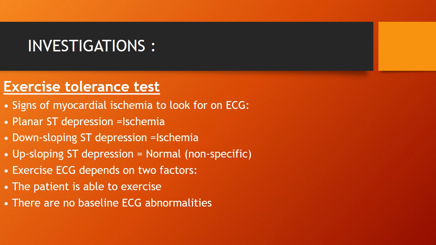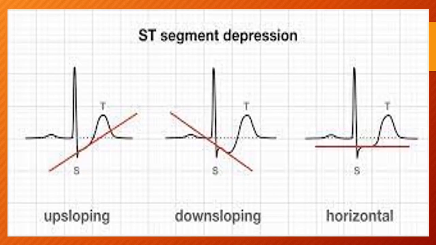and is normal. Exercise ECG depends on 2 factors: whether the patient is able to exercise or not, and whether there are any baseline ECG abnormalities or not. These are the ST segment depressions that we have to look for on exercise ECG: upsloping, downsloping and horizontal or planar. The horizontal and downsloping ones indicate ischemia, however the upsloping one may be normal and non-specific.